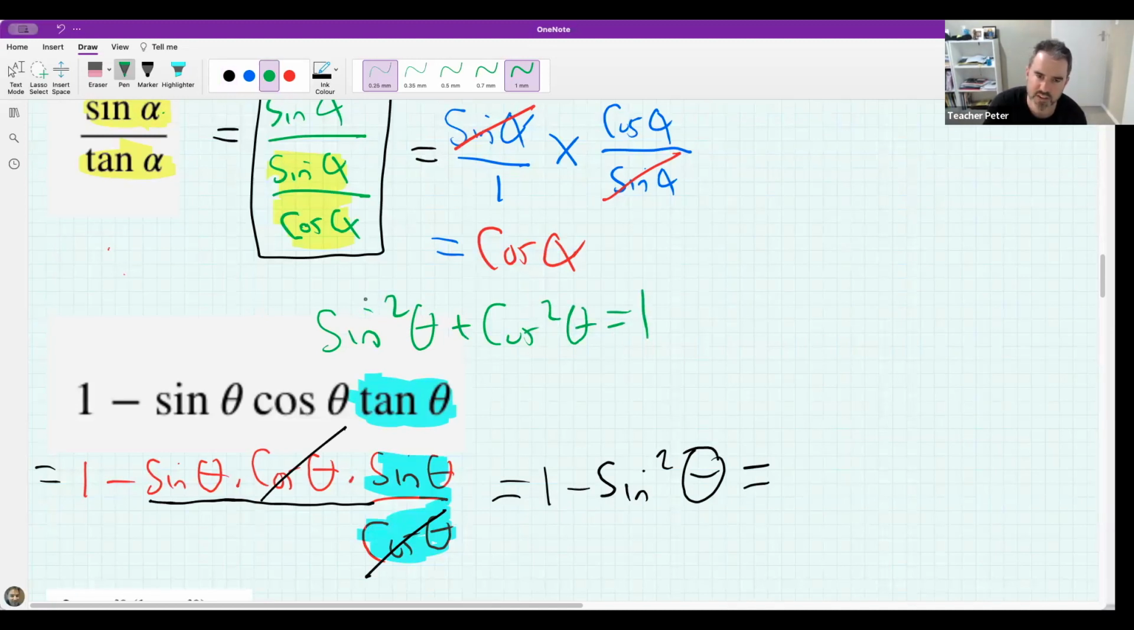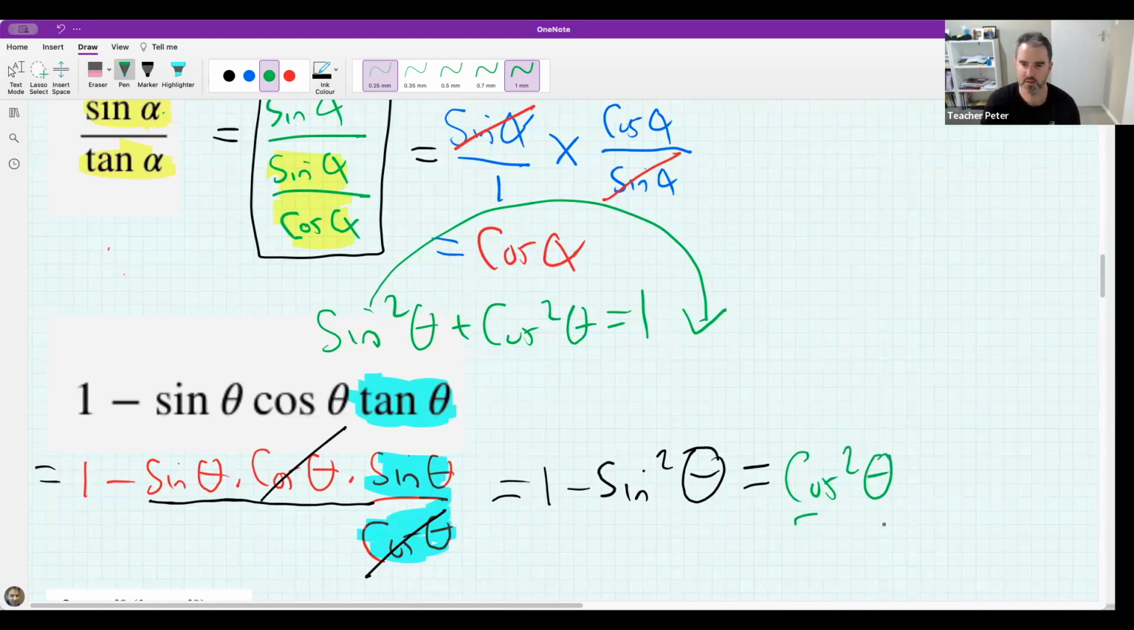And then I feel like I can move this to the other side. So this must be cos squared theta. So that will be my answer. This whole thing over here can get simplified down to cos squared theta.